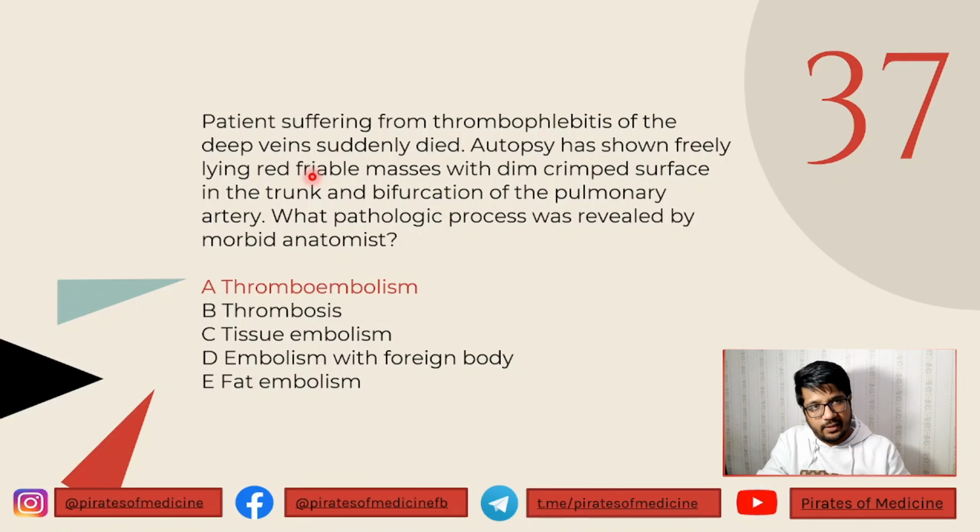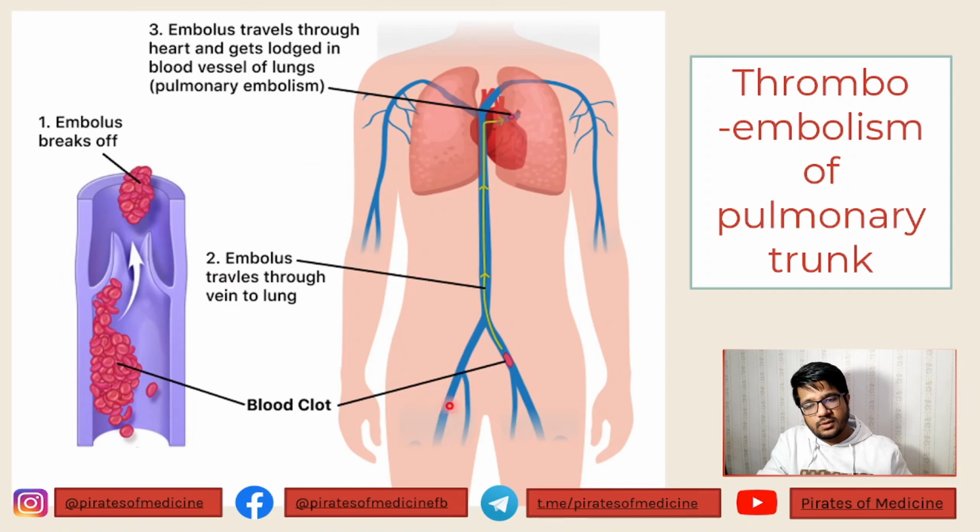So thrombophlebitis of the deep veins means that there is thrombus-producing inflammation of the deep veins, which leads to formation of thromboemboli. They travel through the veins to the lung, and in the lung get occluded in the pulmonary trunk, causing thromboembolism of the pulmonary trunk. The pulmonary trunk is the most common site where you can find these emboli.